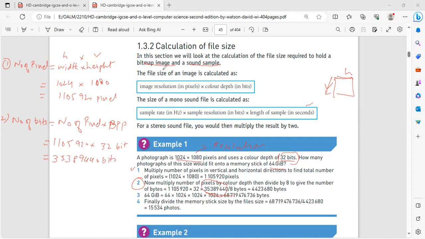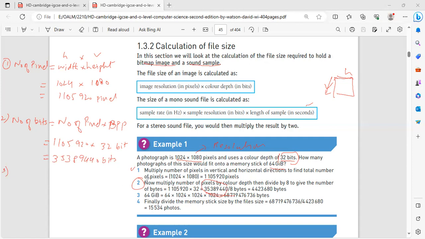Yes, Nama, is this clear? Should I explain again or is it clear? You got it?